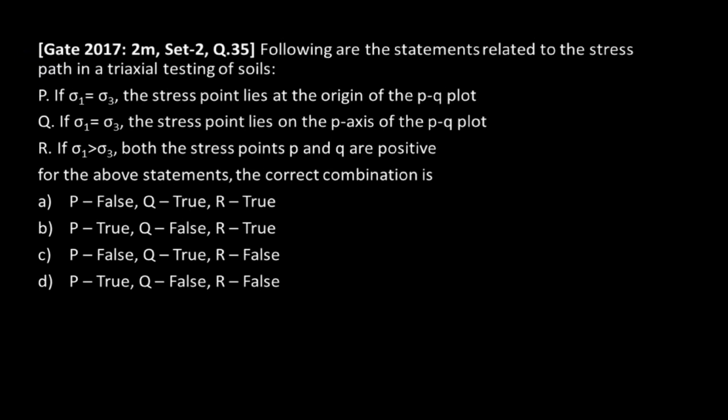So in this question, you see that they have given three statements and they have asked us to find out the right one. The equation of the PQ plot: P will be equal to sigma 1 plus sigma 3 divided by 2. Sorry, sigma 3. And Q will be equal to sigma 1 minus sigma 3 divided by 2.